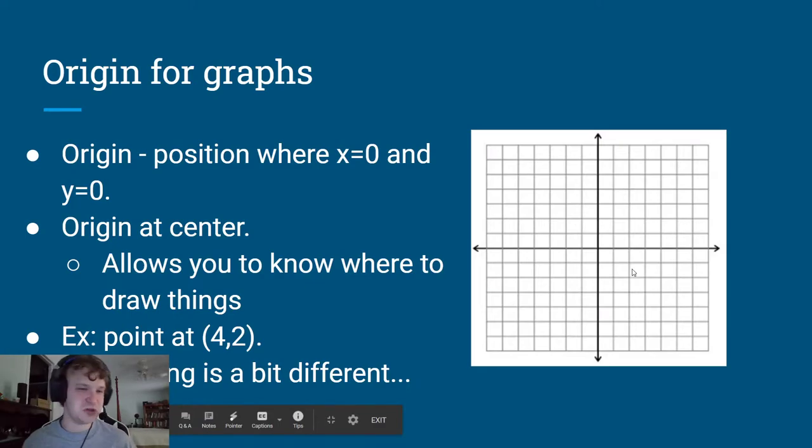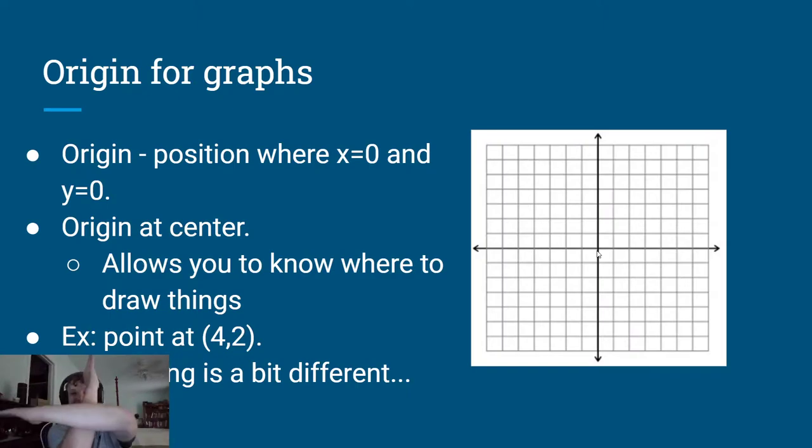You've probably seen this in a math class, where this horizontal axis right here is the x-axis, and this vertical one is called the y-axis. What's called the origin is usually right here in the center where the two axes intersect. At the origin, x has a value of 0 and y has a value of 0. Because it's just at the center, x starts at 0 and y starts at 0.